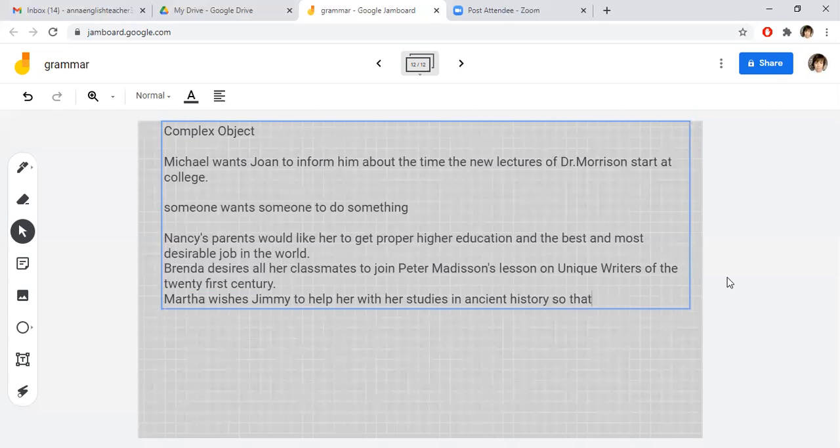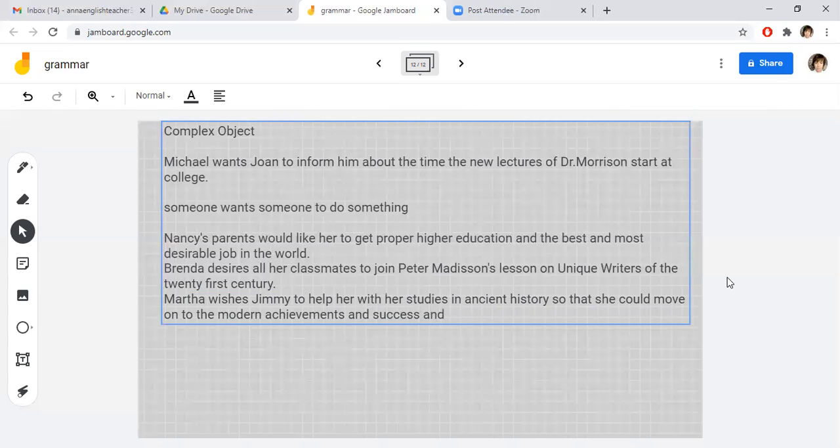so that she could move on to the modern achievements and success and follow the greatest examples for her own benefit.